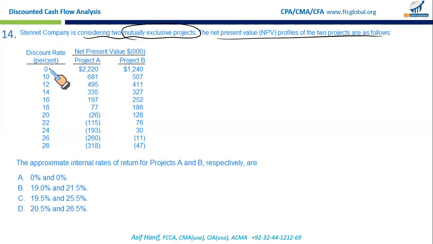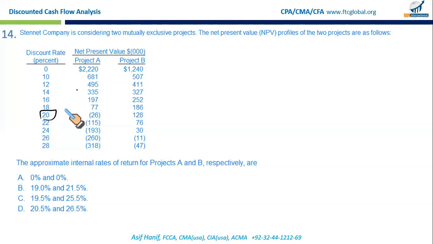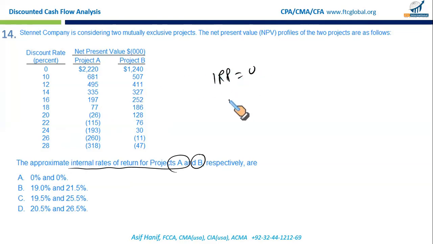If you keep on increasing the discount rate, your NPV will continuously fall. Look at project A. If discounted at 14%, this is the NPV. Project B, if discounted at 14%, this is the NPV. If you raise the discount rate to 20, A gets a negative NPV and B's NPV falls from 327 to 128. So as you keep on increasing the discount rate, the net present value will continuously fall. The question says, what is the approximate internal rate of return for projects A and B? Look at this. We know IRR is that discount rate at which the NPV becomes 0.